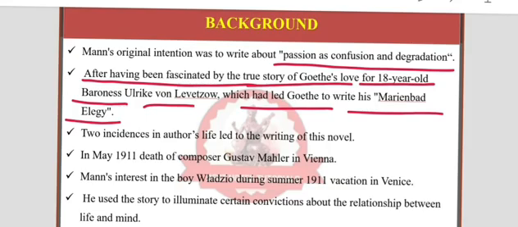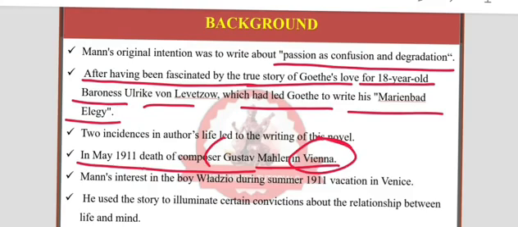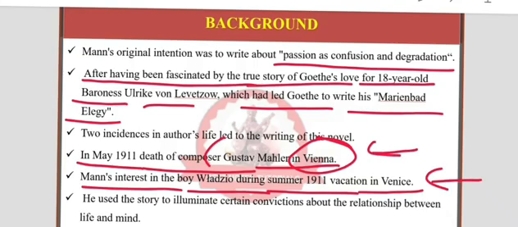Now let me tell you two incidents which led to the writing of this particular novel. First one is in May 1911, the death of composer Gustav Mahler in Vienna. So this is another place, Vienna, where the composer and his friend died, that is Gustav Mahler. The next incident was Mann's interest in the boy Tadzio during the summer 1911 vacation in Venice. So two incidents particularly inspired him to write this novel. First is about death, and next is about meeting a boy in Venice. So he combined these two: Death in Venice.